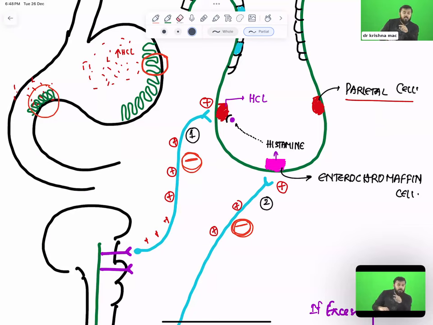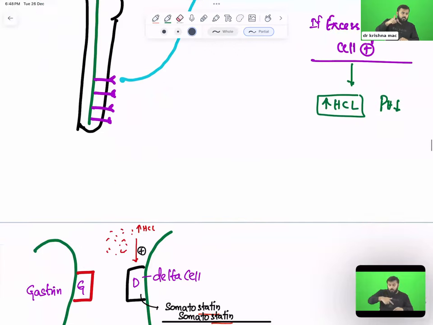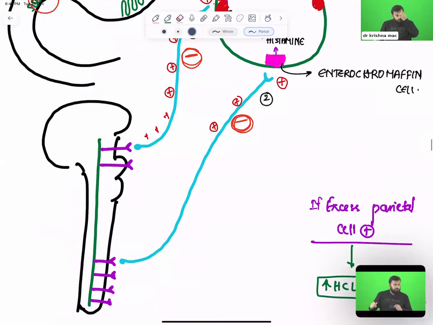Why should this thing happen? If too much HCl is released, then your intestinal lining will be destroyed. So there should be some auto backup mechanism. This is the auto backup mechanism that will happen. Everyone understood? Yes or no? Tell me quickly. Everyone, perfectly clear. Sultan, you understood? Very good. Now, what will happen? This is the normal thing that is happening in you and me.